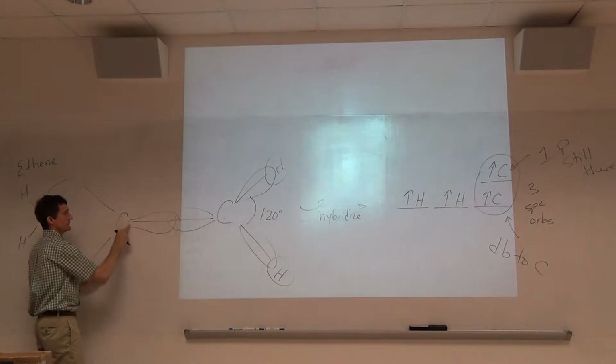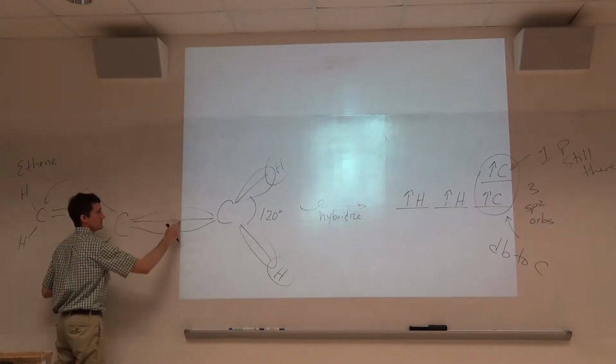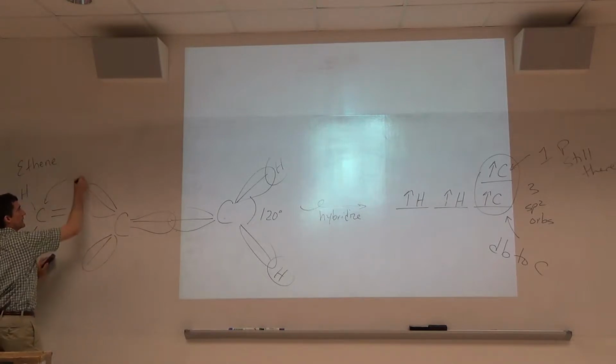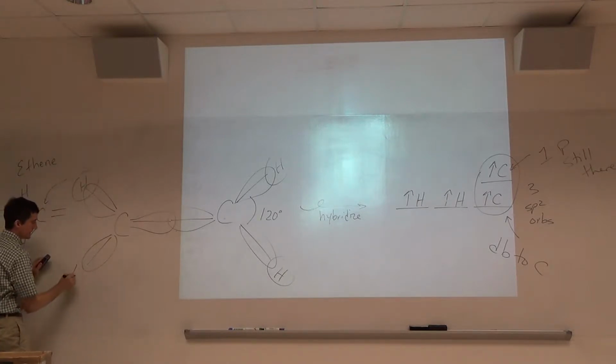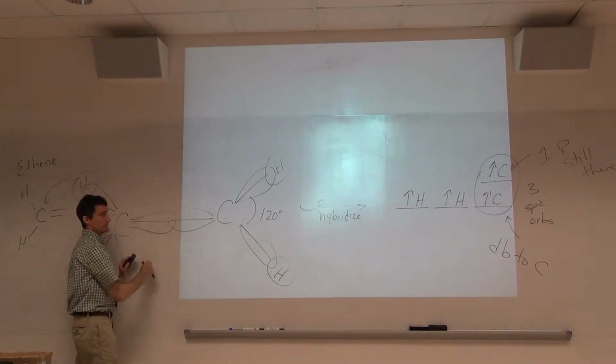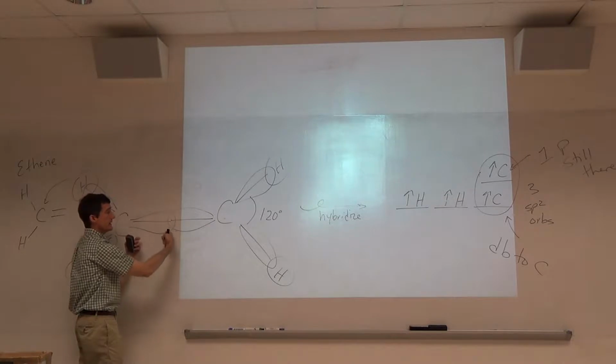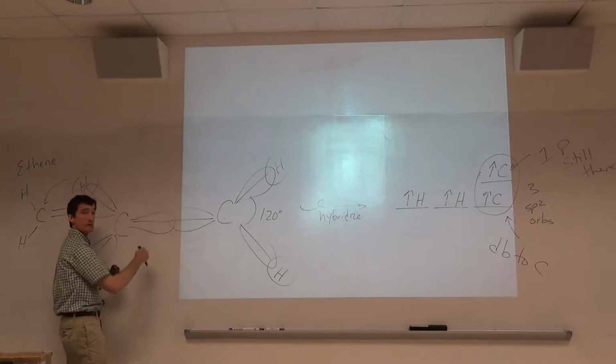What is that orbital doing? There are your 3 hybrids. This one's bonding to H. This one's bonding to H. But what is this hybrid doing? Here you have the 2 carbon hybrids interacting, making a bond. What type of bond do you call this?